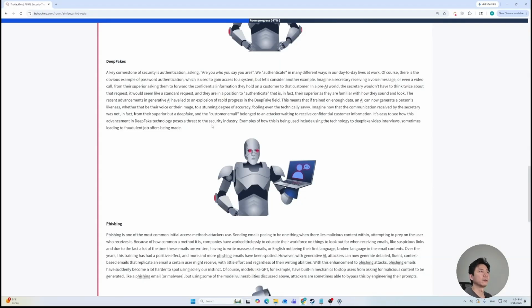Imagine now that the communication received by the secretary was not, in fact, from the superior but a deepfake, and the customer email belonged to an attacker waiting to receive confidential customer information. It's easy to see how this advancement in deepfake technology poses a threat to the security industry. Examples of how this is being used include using the technology to deepfake a video interview, sometimes leading to fraudulent job offers being made.